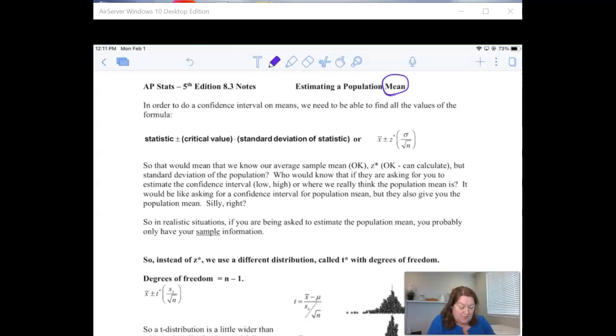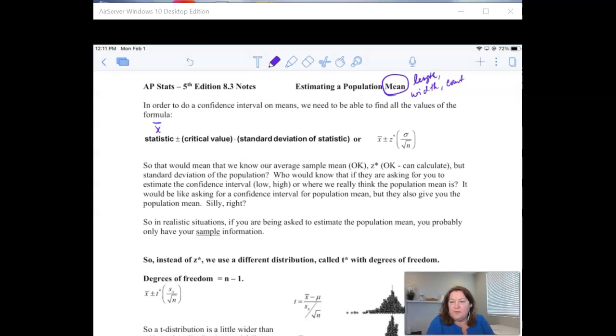So remember, means could be things like the average length of something, the average width of something, the average count of something, right? Anything that would basically be a number, not a percent. Okay, so in order to do confidence intervals on means, we need to be able to find all the values of the formula. So just like the regular confidence interval for proportions, we start out with what our guess is from our sample. That's called the statistic. So in our case, since it is means, it is going to be x bar.